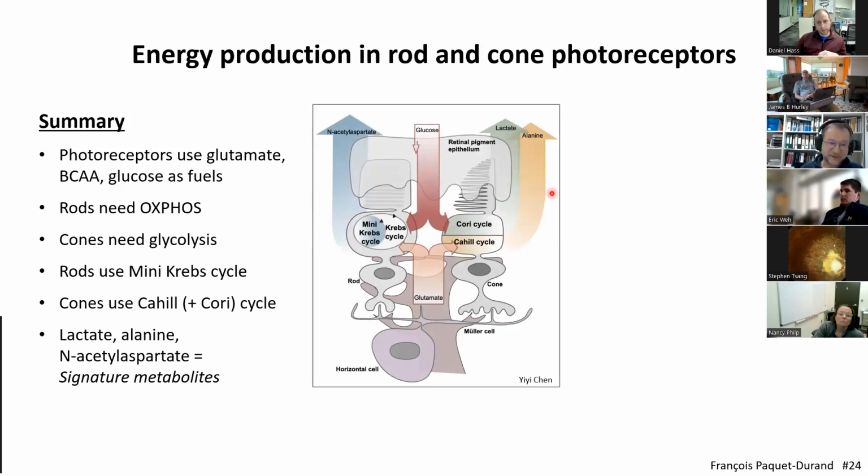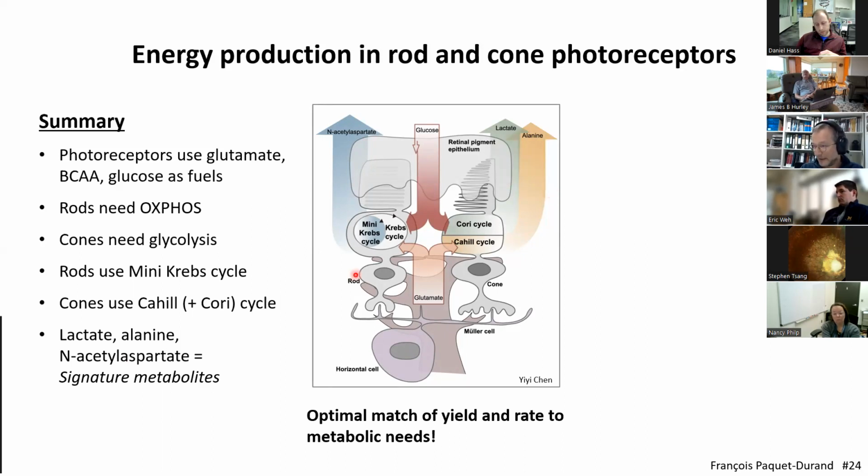Now, of course, this is only the beginning of what will be many studies into energy metabolism. And we think this versatility of different mechanisms, different pathways, may allow the photoreceptor cell to match the yield and the rate optimally to the momentary metabolic needs, which are dramatically changing on a millisecond timescale.